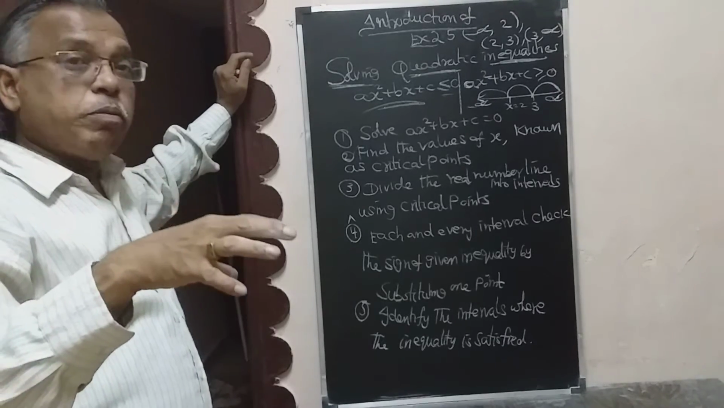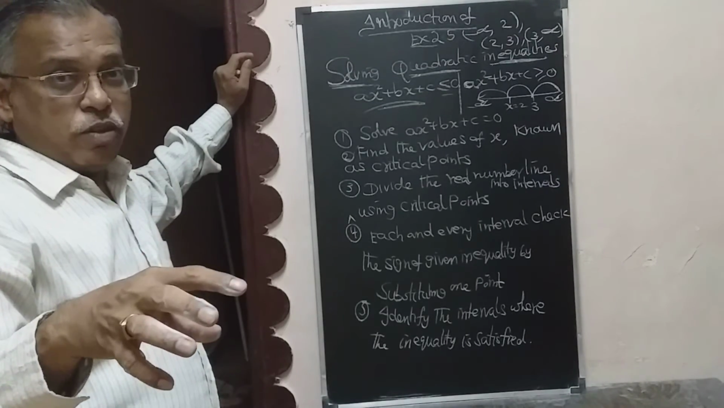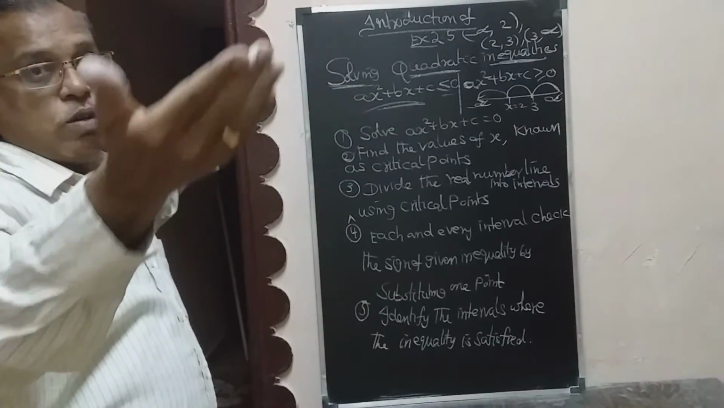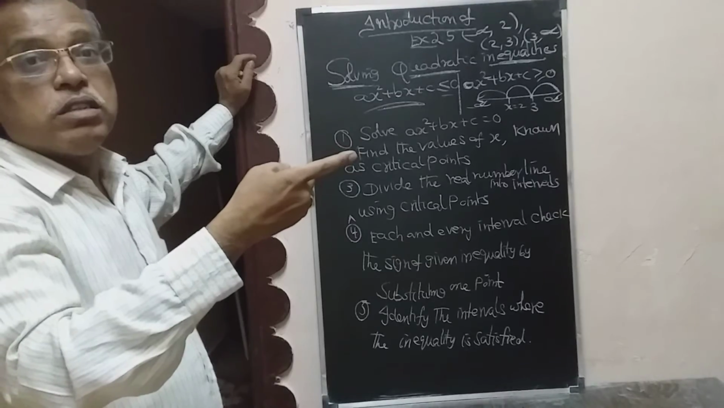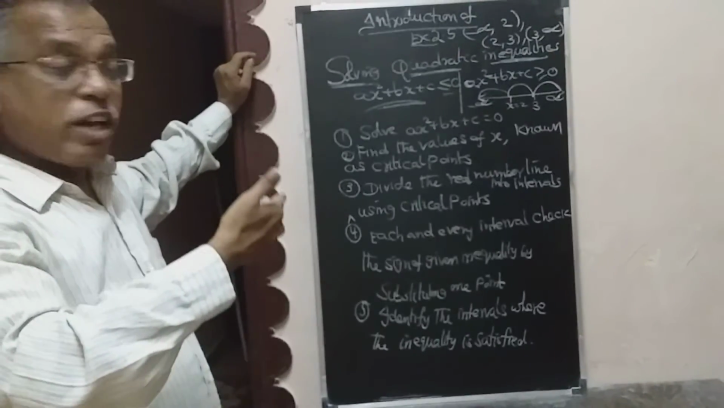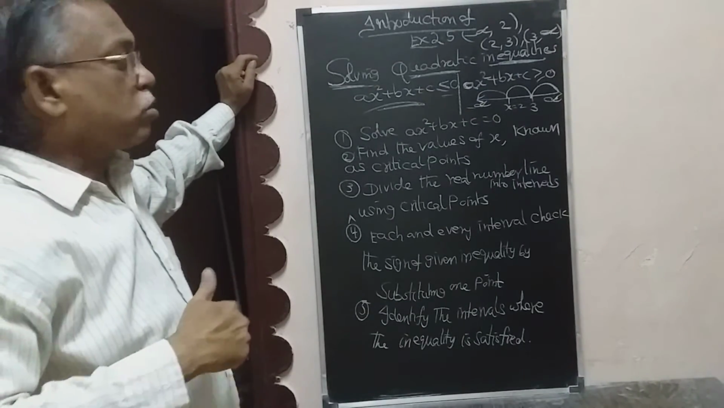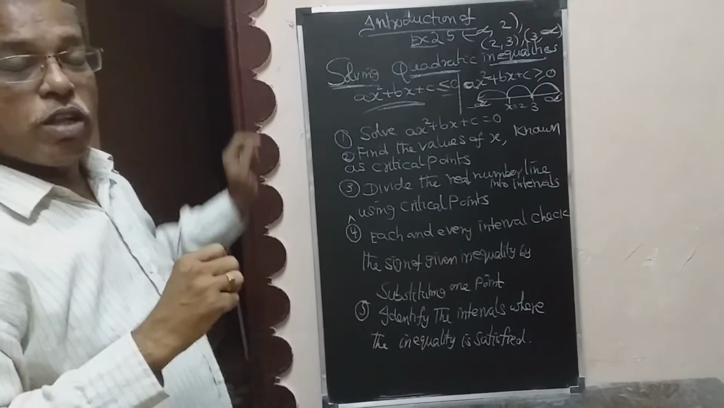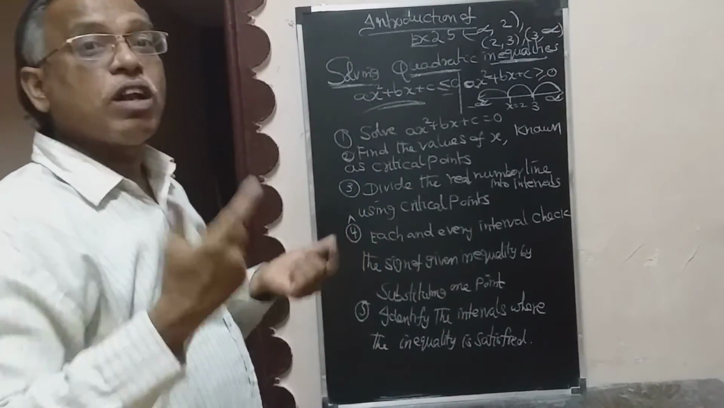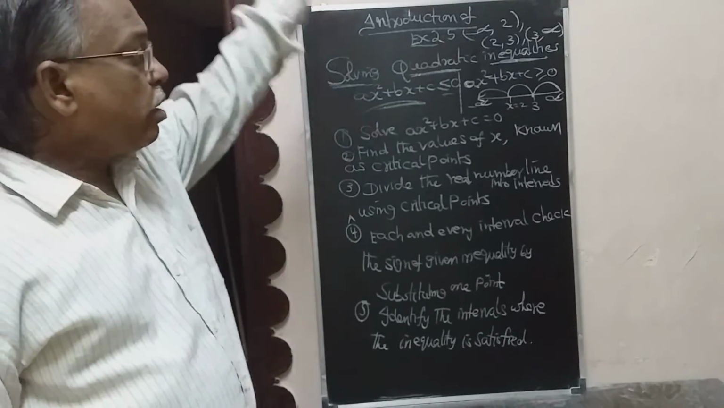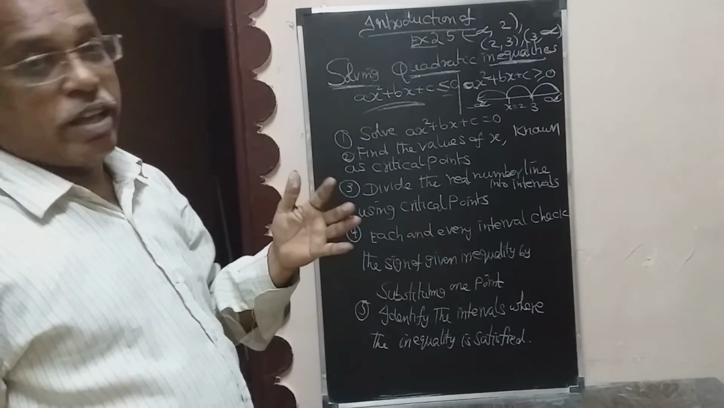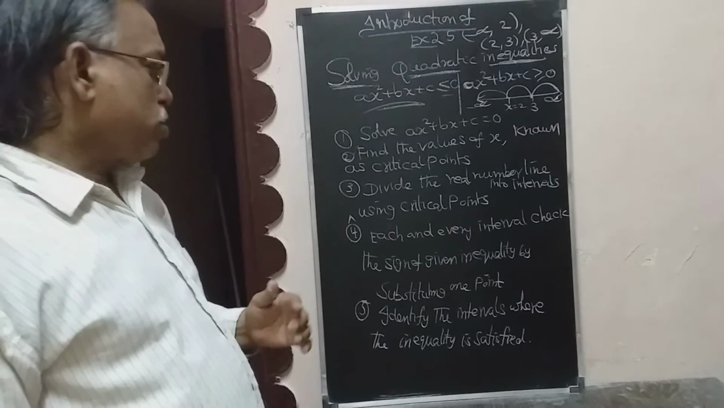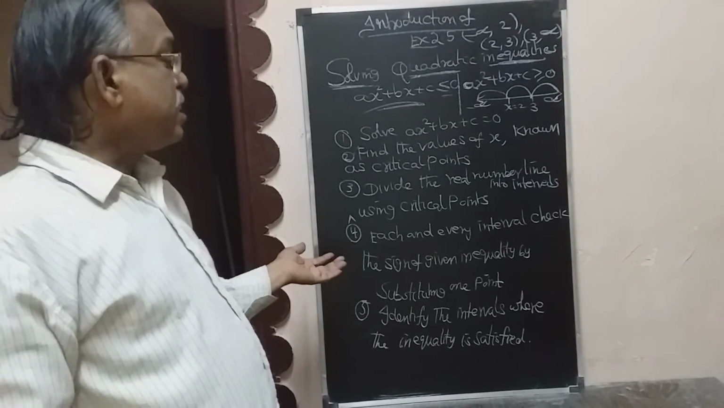How we should divide, I have told you. More than greatest value. So here, above 3 up to infinity. Less than least value, below 2. So minus infinity. In between, 2 and 3. Only then will the entire real number line be covered. You cannot test at only one point. You have to generalize. Okay students, so check in each and every interval.